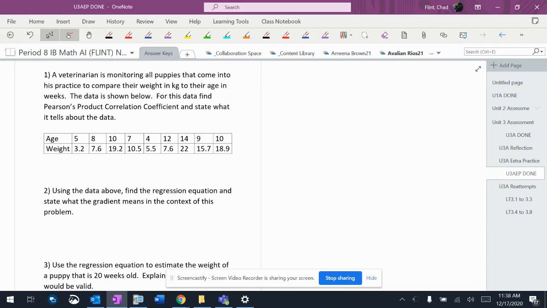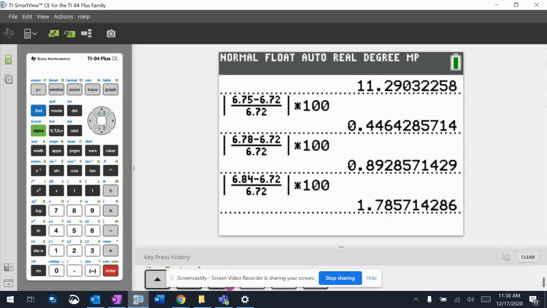Okay, so we've got a veterinarian looking at weights of puppies. It doesn't say they're all the same breed or anything like that, so it may or may not be a real good setup, and they're random numbers that I made up, but it still shows you how to do it. It says find the correlation coefficient and tell what it says, and then find the regression, and then use the regression. So we're going to do all these at once.